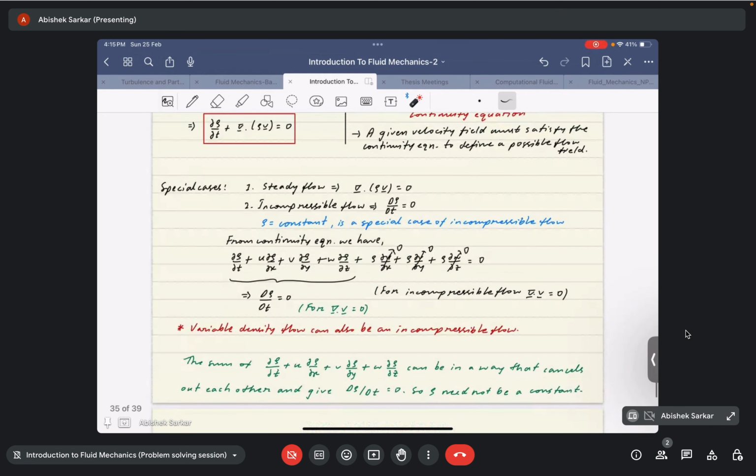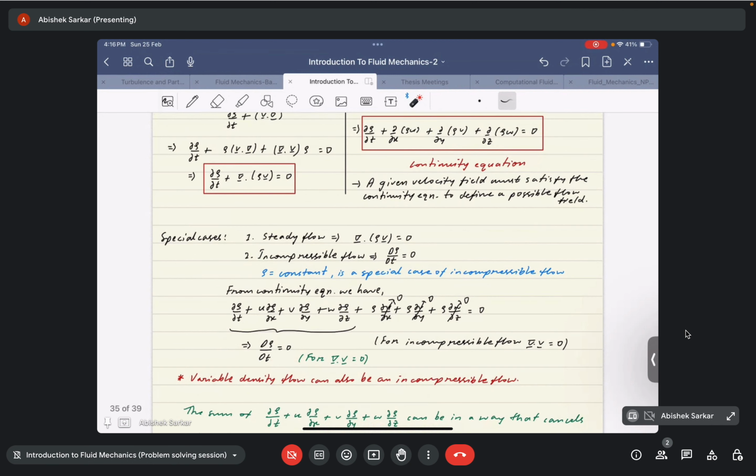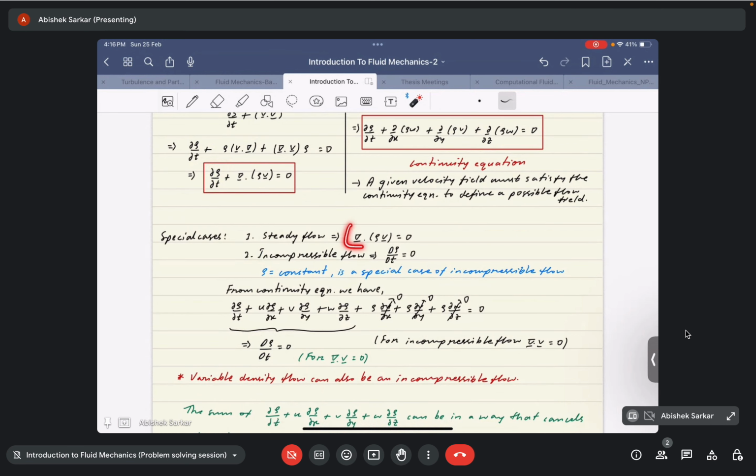Okay, so this is again a very special case that is being discussed by Professor Chakraborty. So for steady flow, since dou rho by dou t would be equal to 0, we would have nabla dot the mass flux equal to 0. Okay, nabla is what I'm calling this operator. So for incompressible flow, again as I said, d rho by dt would be equal to 0.